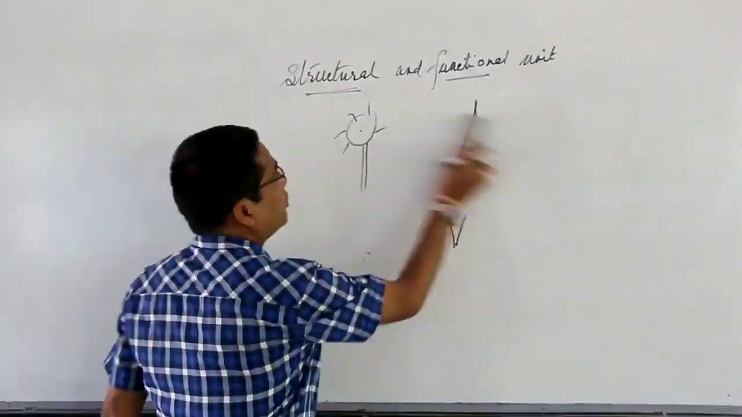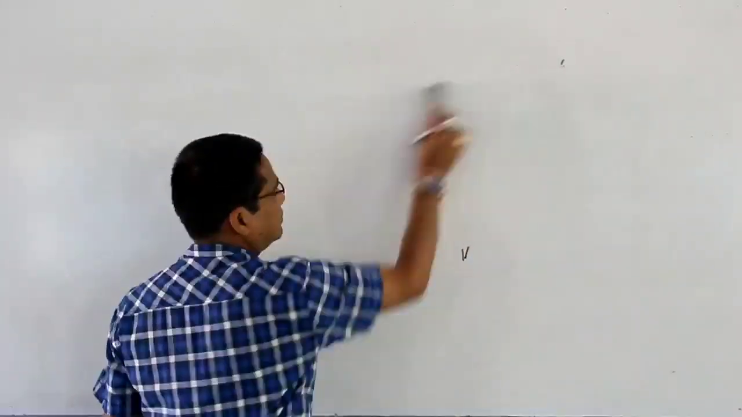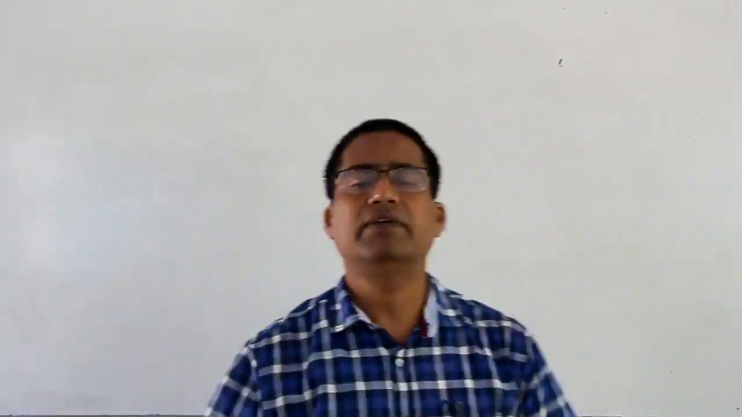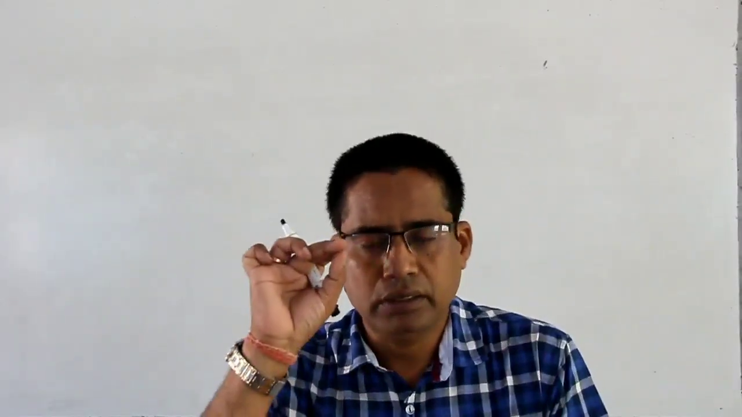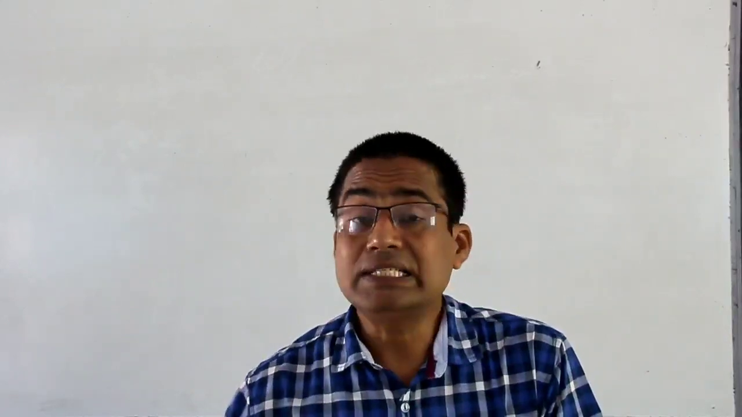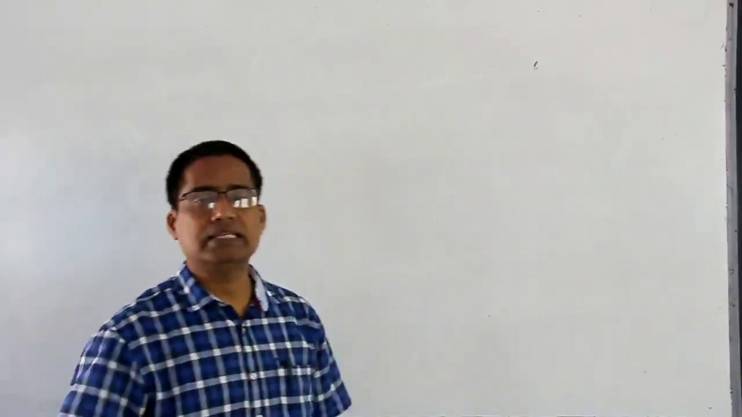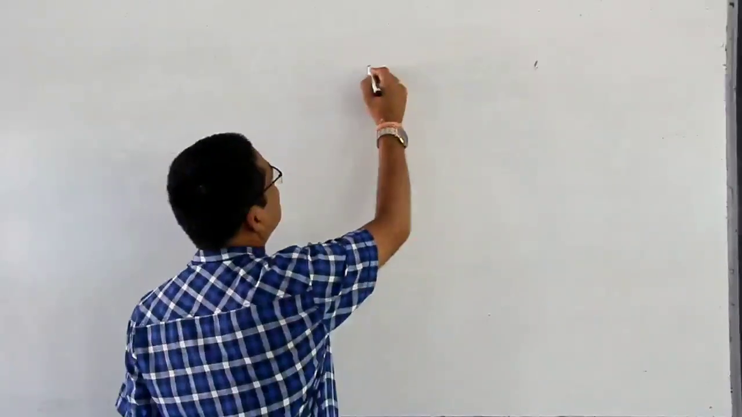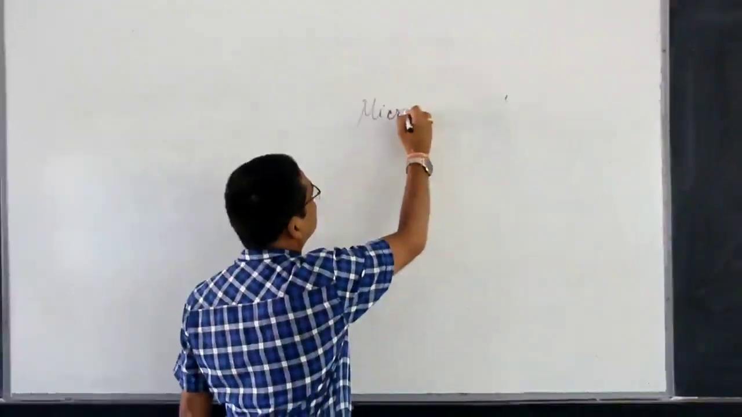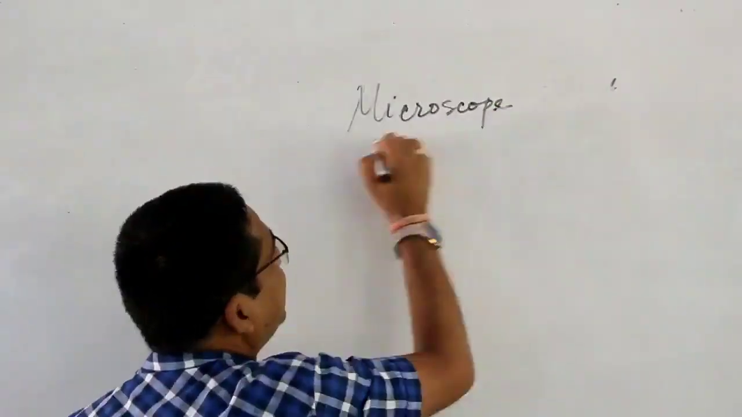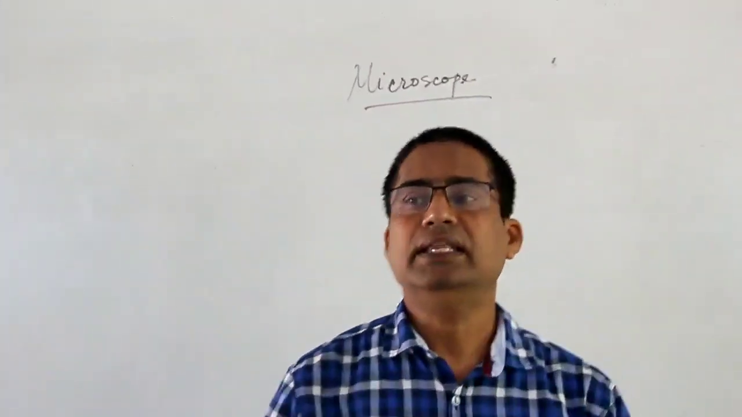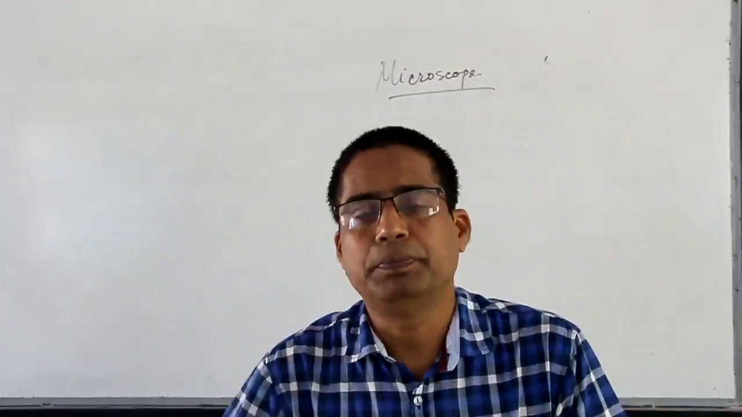Next we talk about a very important thing. I said most of the cells are very small. You cannot see those cells through your naked eyes. Now if you can't see the cell through your naked eyes, how can you study the cell? So we need an aid to study the cell, and the aid is the microscope.